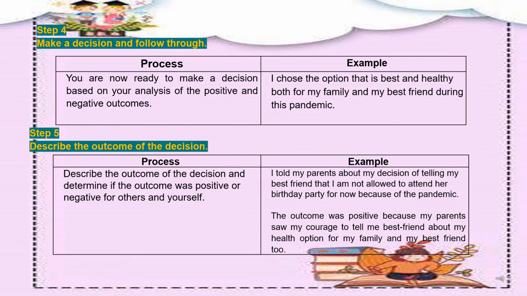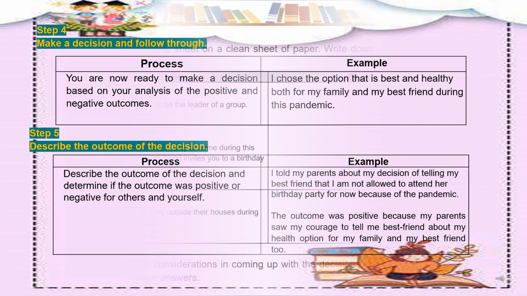Process: describe the outcome of the decision and determine if the outcome was positive or negative for others and yourself. Example: I told my parents about my decision of telling my best friend that I am not allowed to attend her birthday party for now because of the pandemic. The outcome was positive because my parents saw my courage to tell my best friend about my health option for my family and my best friend too.